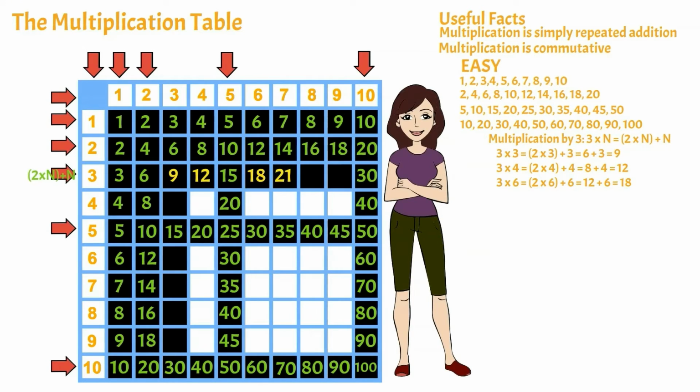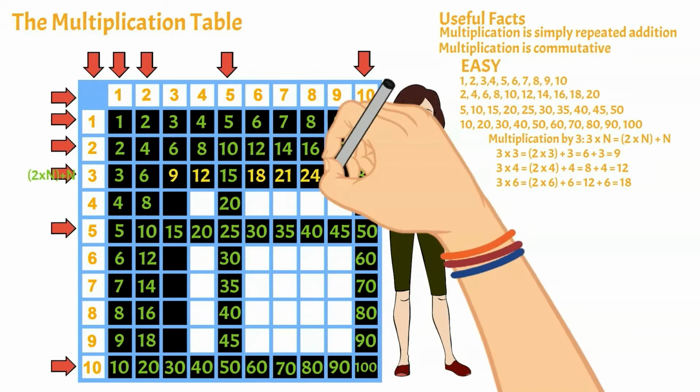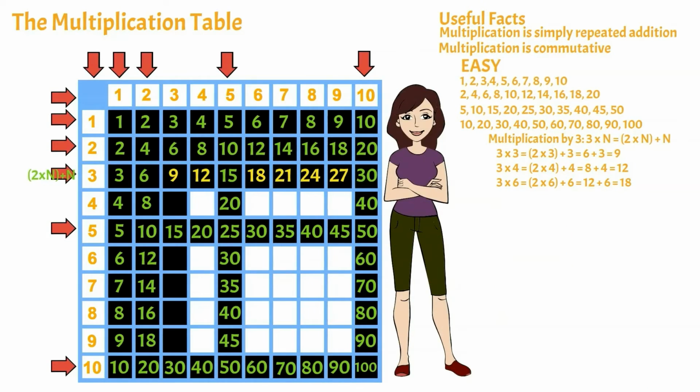3 times 8 equals 2 times 8 plus 8. This is equal to 16 plus 8, which is equal to 24. 3 times 9 equals 2 times 9 plus 9. This is equal to 18 plus 9, which is equal to 27.